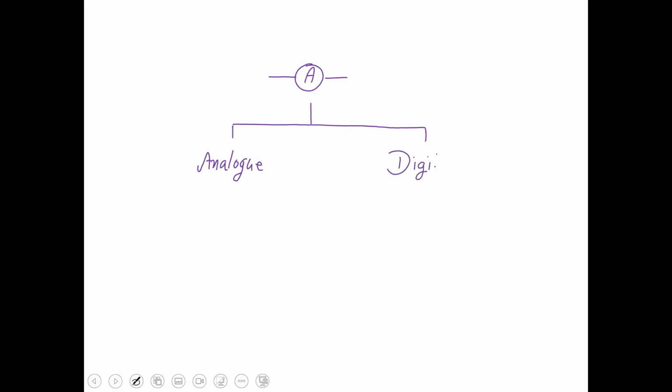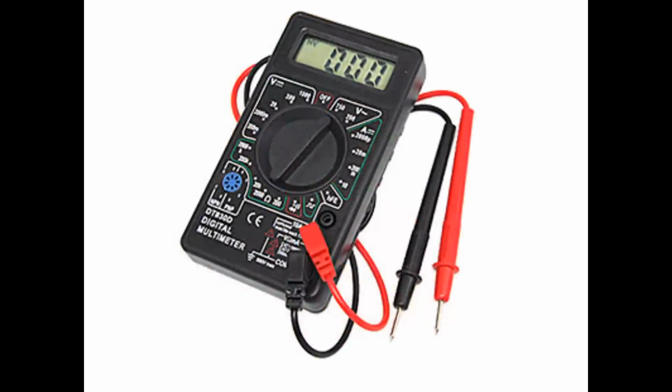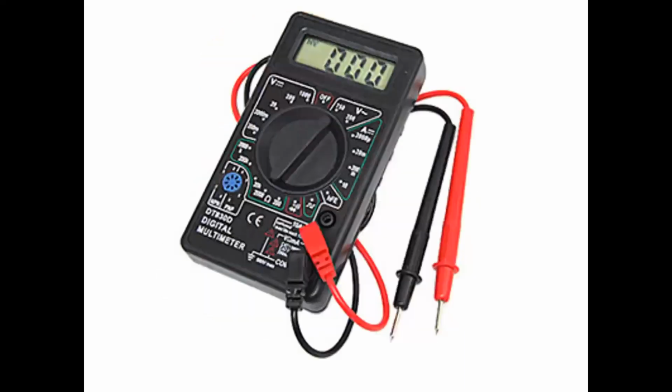And what about analog? Digital has a display. Look, this is digital. Digital has a display and analog has a scale. This is a major difference.